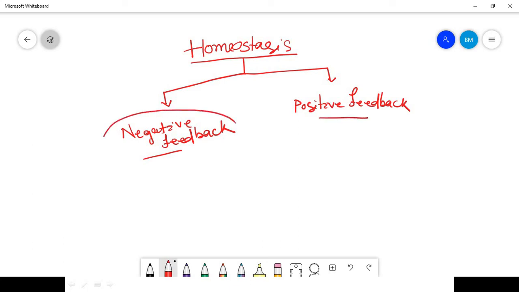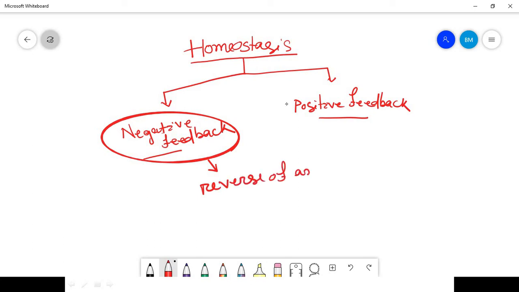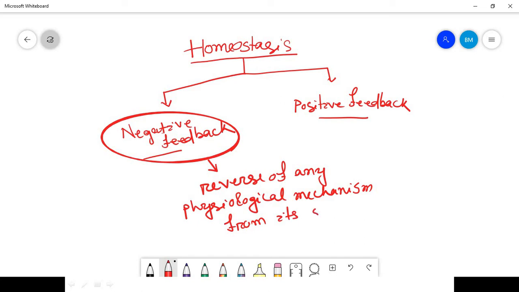I have discussed here the negative feedback system. Negative feedback system is the reverse of any physiological mechanism from its set point deviation. Okay, I have given some examples also.